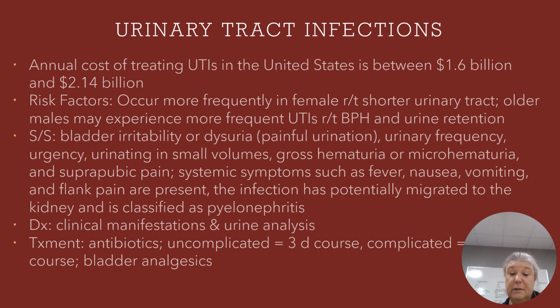So signs and symptoms: bladder irritability or dysuria, which is painful urination, urinary frequency, urgency, urinating in small volumes, like you feel like you have to really, really, really go, but then you only have a little bit of pee, right? Gross hematuria. When we say the word gross, as far as medical terminology, it means I can see it with my eyes. So hematuria, blood in the urine that I can see with my own eyes. I don't need to send it off to the lab to discern whether or not there is blood present.